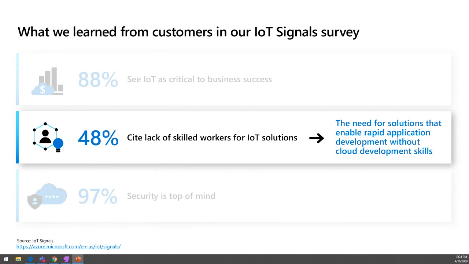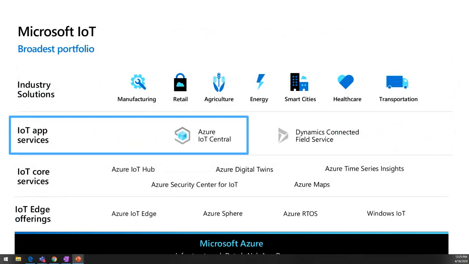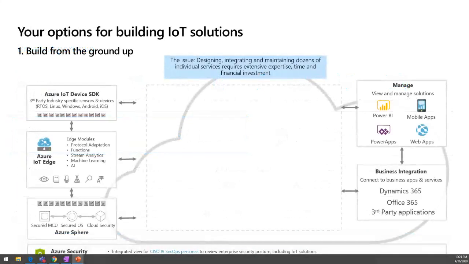All right, so we talked about the lack of skilled workers for IoT solutions. There's really a couple ways to handle and solve this issue. One is a lot of great training material out there. Also, making sure the services you build are easier to use. But there's also another thing that we're looking into, which goes to Azure IoT Central.